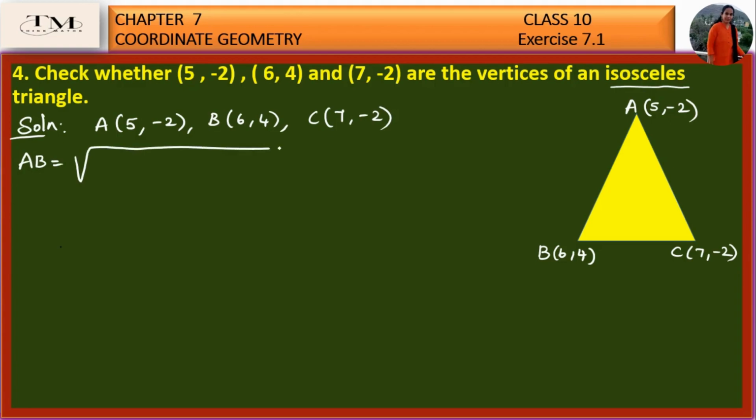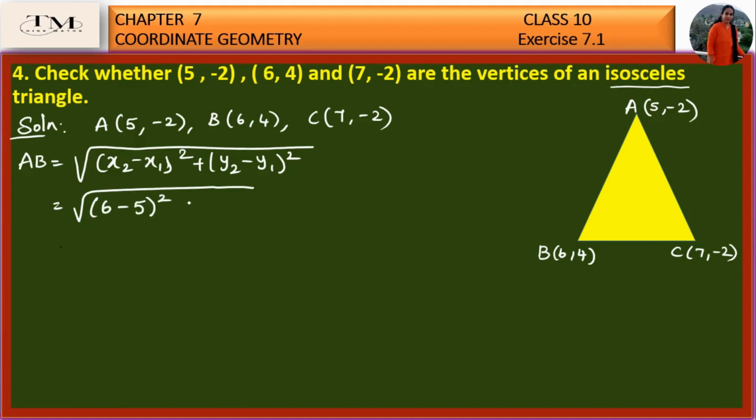So the distance formula is (x2 minus x1) whole square plus (y2 minus y1) whole square. So taking AB, x2 is 6 and x1 is 5. So (6 minus 5) whole square plus (y2 is 4 minus y1 is minus 2) whole square.